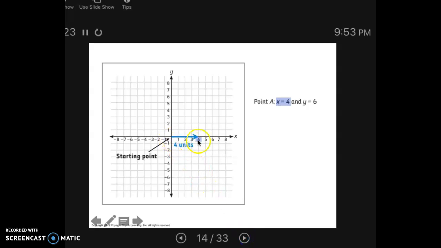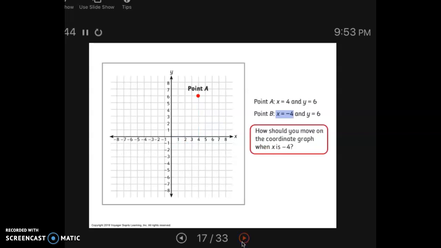To find this point on the graph, we move to the right 4 units on the x-axis. And then we move up 6 units. We put a point at this location and we'll label this as A.